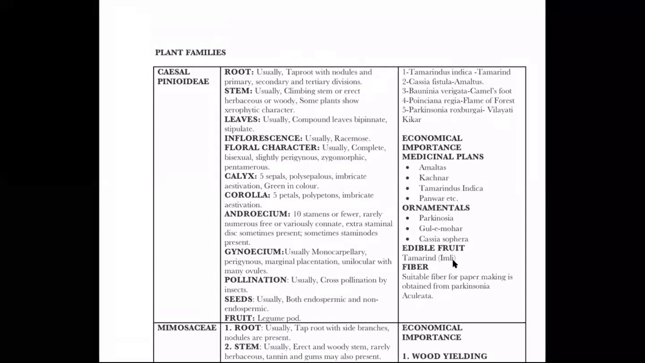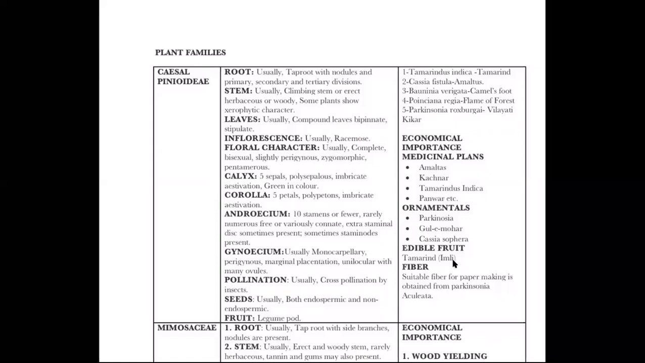Stems are usually climbing stem or erect herbaceous or woody. Leaves are usually compound. Leaves bipinnate or stipulate. Don't need to know that. Inflorescence racemose होती है. Racemose, cymose दो दफा मैंने बोला था. बाद में हम कर लेंगे. ठीक है?